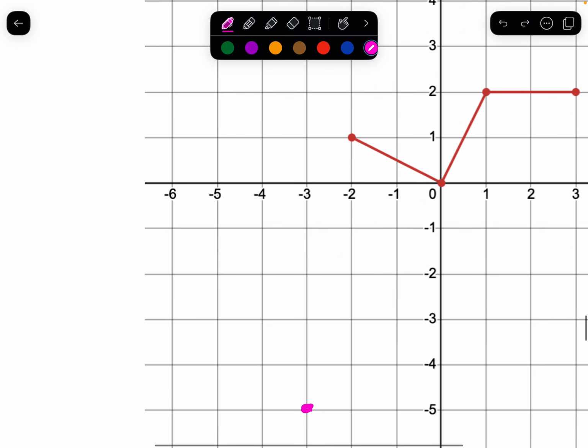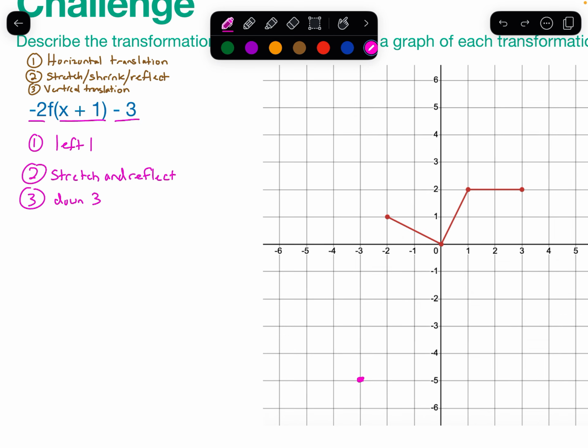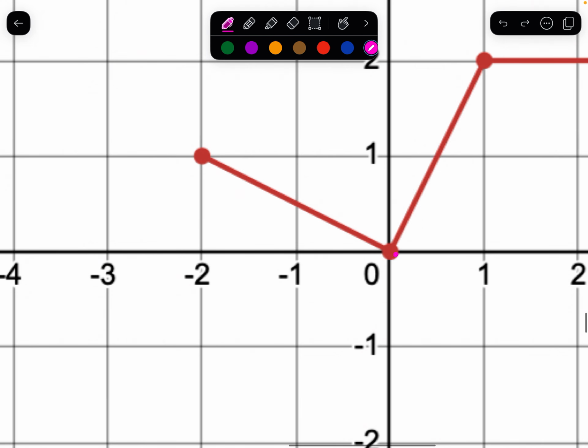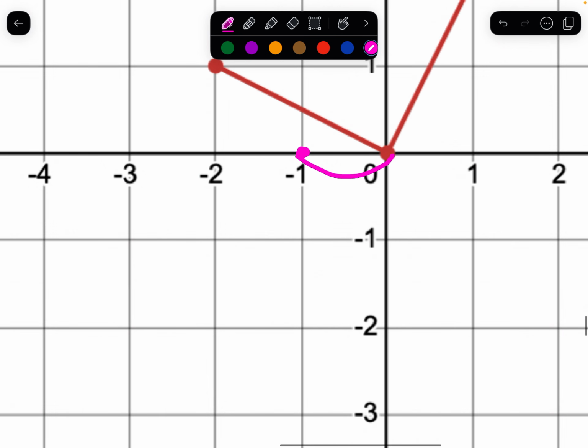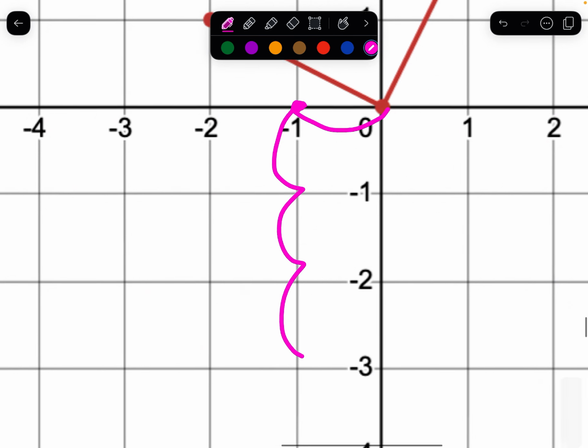Okay, I'll try to go a little bit faster going forward. Again, left 1, stretch by 2, reflect and shift down 3. So here goes. Left 1. If I stretch that by a factor of 2, it doesn't move because it's got a y value of 0. If I try to reflect it, it doesn't move because it's got a y value of 0. But now we've got to finish by shifting down 3.